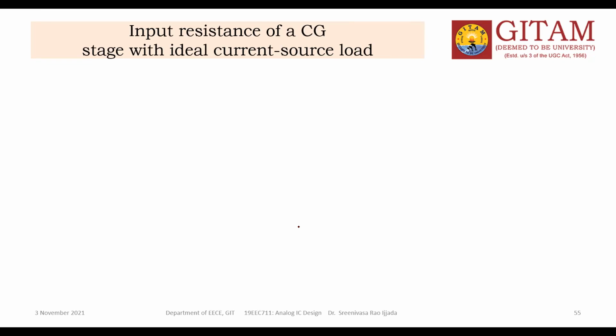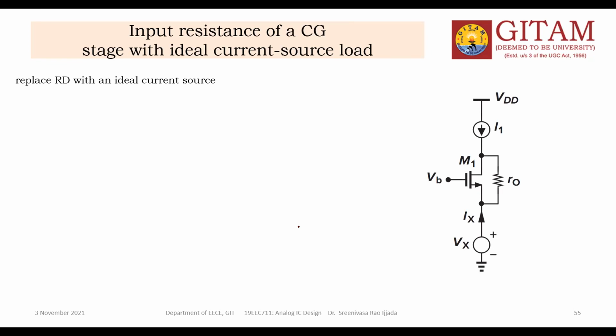That means the load RD is 0 now, but you should not make RD 0 because a load is required. But in earlier cases, instead of RD, what did we take? Sometimes current sources, because a constant current source gives better results compared to the resistor. It's always an advantage. So I want to see that case also. Now replace the RD with the current source. Yes, like this.